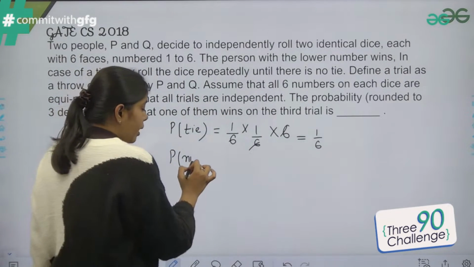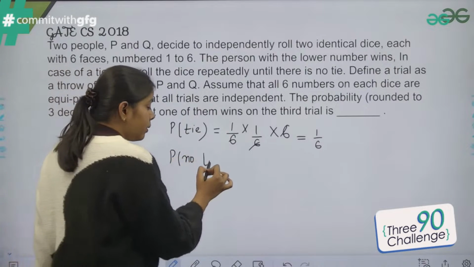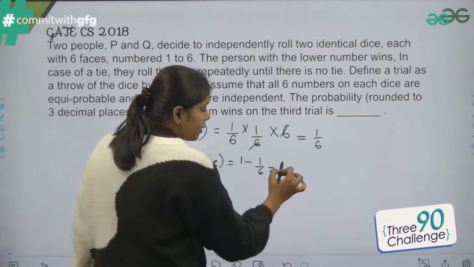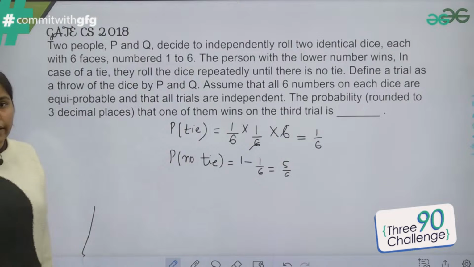Let's find out the probability that one of them wins. Right? One of them is winning, that means we are getting no tie. And probability of no tie would be 1 minus 1 by 6. That means 5 by 6. Right? This is one thing I get from here.